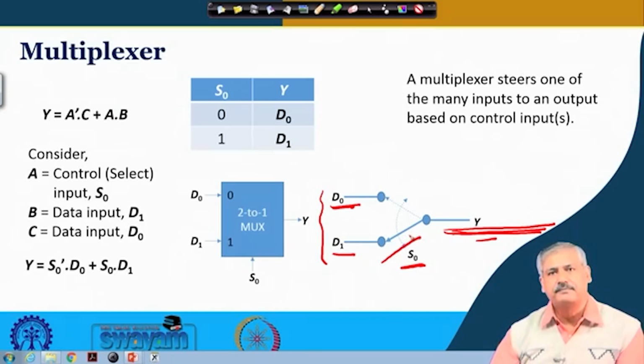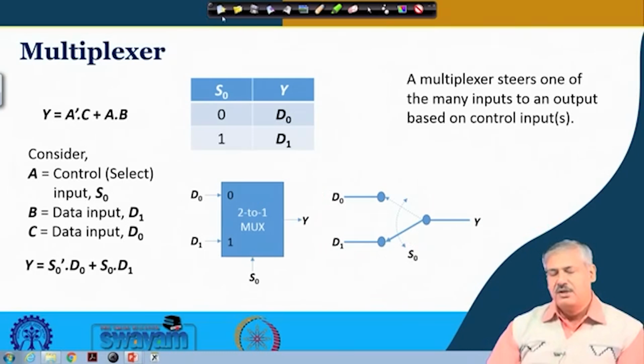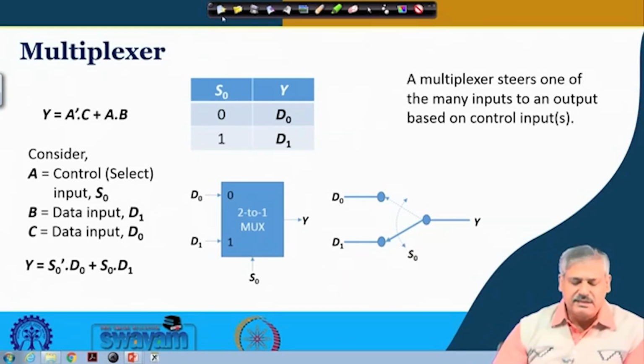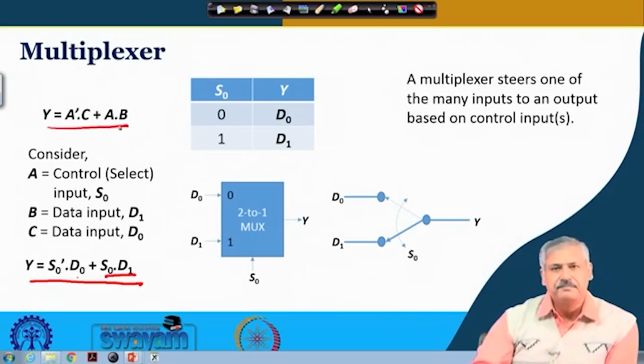So that is the idea. Is it okay? So if there are 4 such things, then there will be 4 such inputs, and then the select lines will be accordingly, which we shall see later, right? So this particular thing and what we just discussed in the previous slide, you can see there is a similarity. So here, in this case, we are looking at an expression which is something like this. So when S0 is equal to 0, Y is equal to D0, and when S0 is equal to 1, Y is equal to D1. This is similar to this relationship.